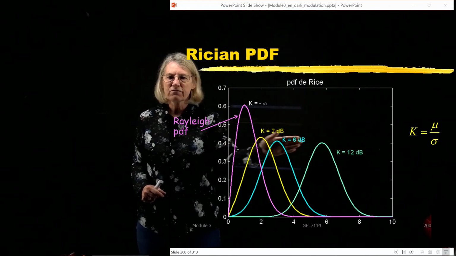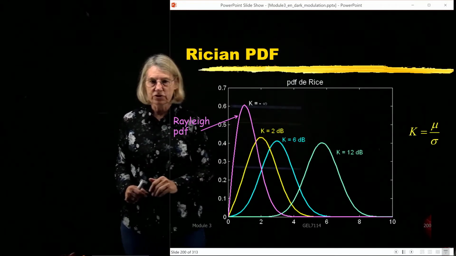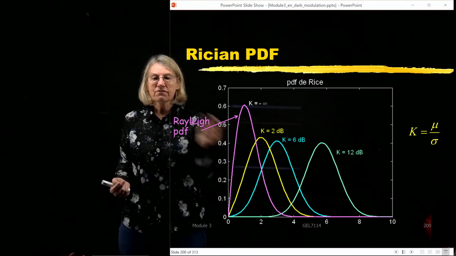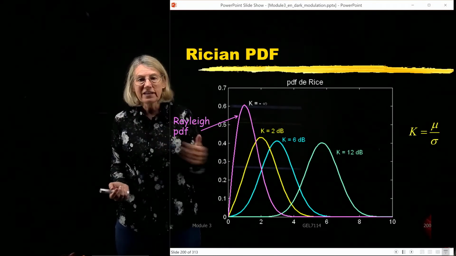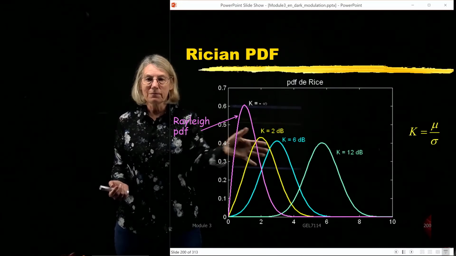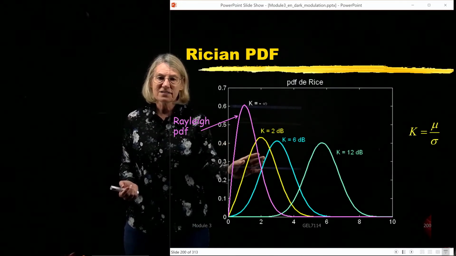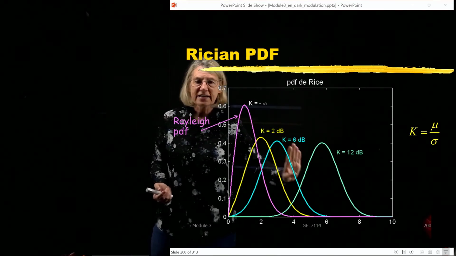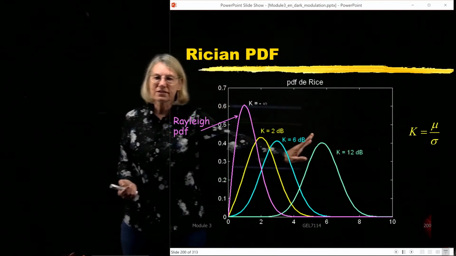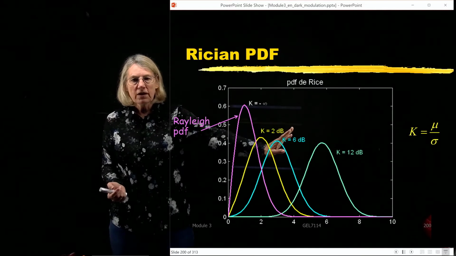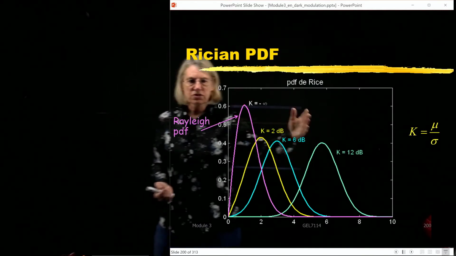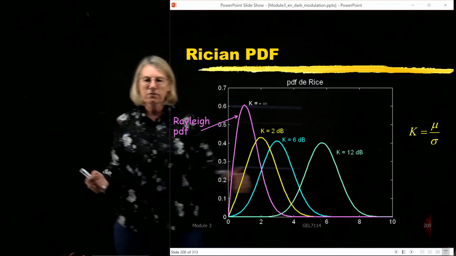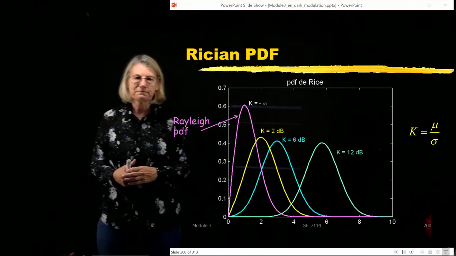is getting farther and farther away from the Rayleigh distribution, which intuitively makes sense. If the signal is small, then it's still looking like noise. I'm probably still going to be here. The stronger my signal is, the less it looks like the distribution of the noise, and the more it looks like it's being pushed away from the 0 value. So if I were to look at the means of these two distributions, you can see that the means are getting farther and farther apart the stronger the signal is.